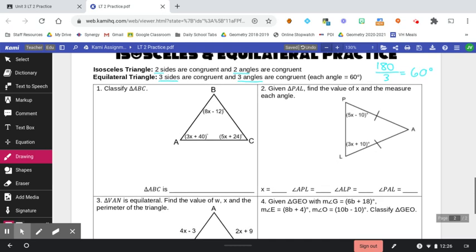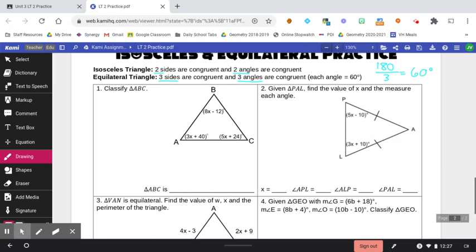All right, so 1 through 4, these problems are all going to deal with either isosceles or equilateral triangles. There's a couple of different types of questions that I could ask you. Number 1 says classify triangle ABC. I want to know what type of triangle it is. Is it an isosceles triangle? Is it an equilateral triangle? Or it could be neither.